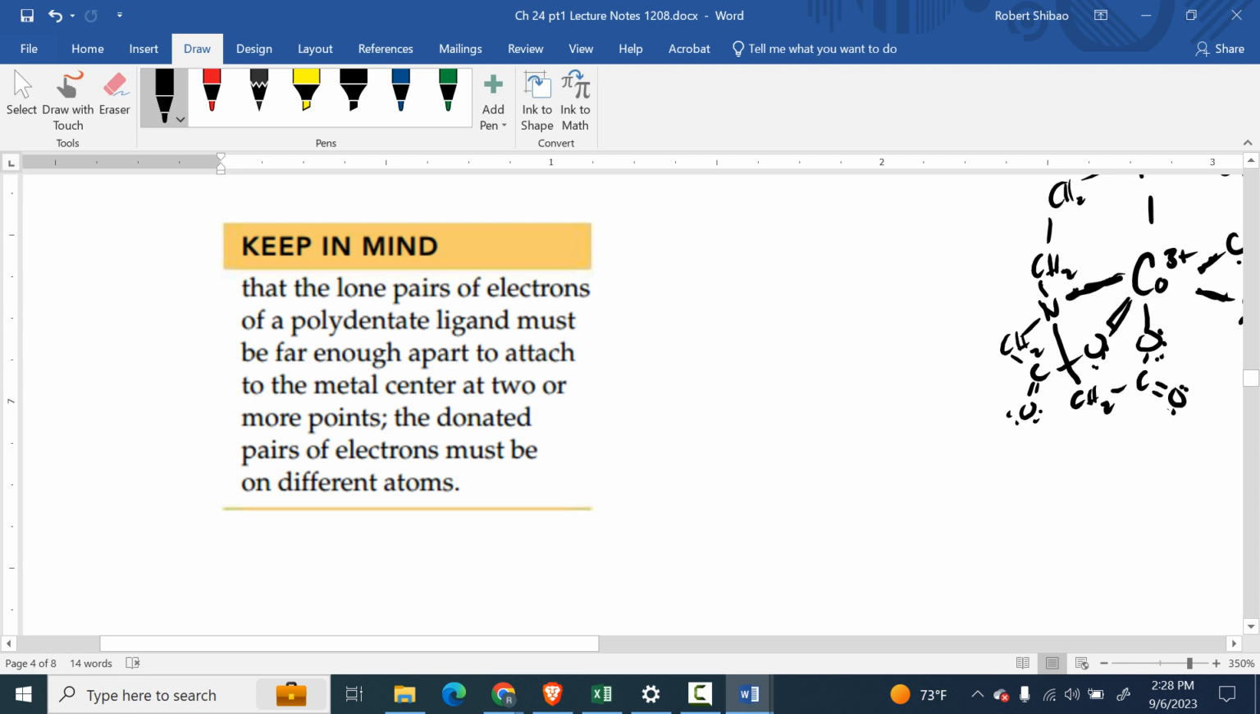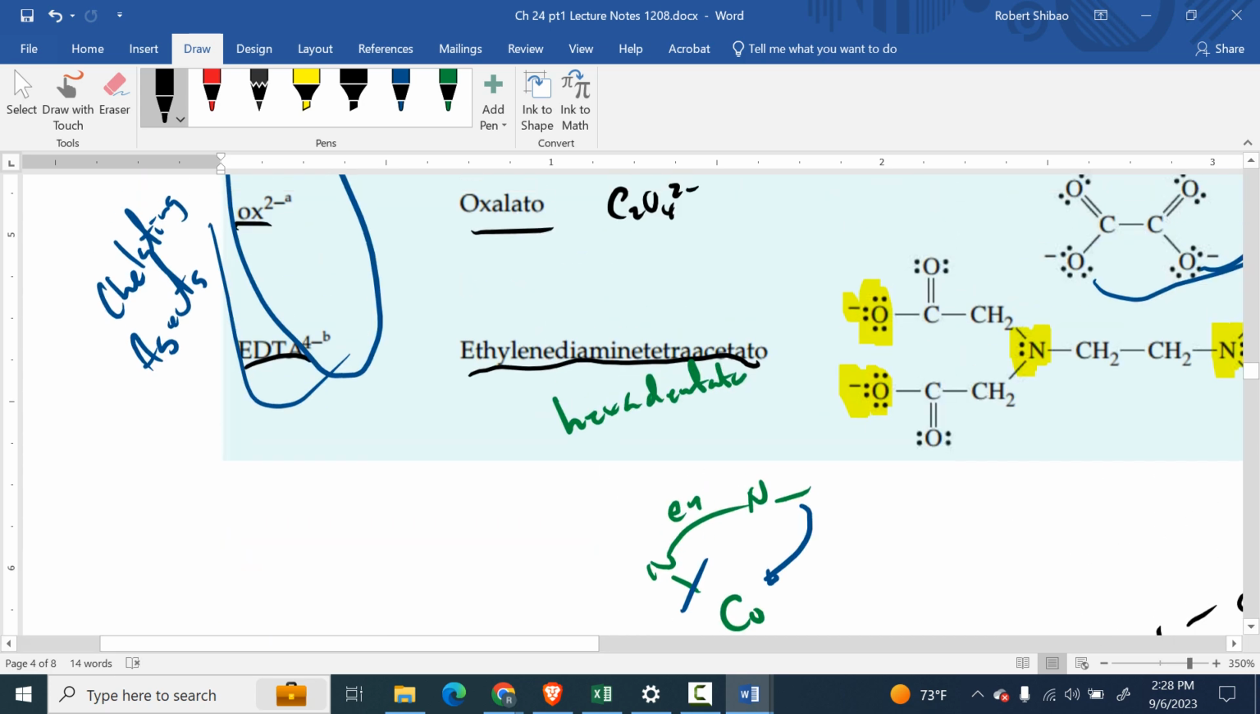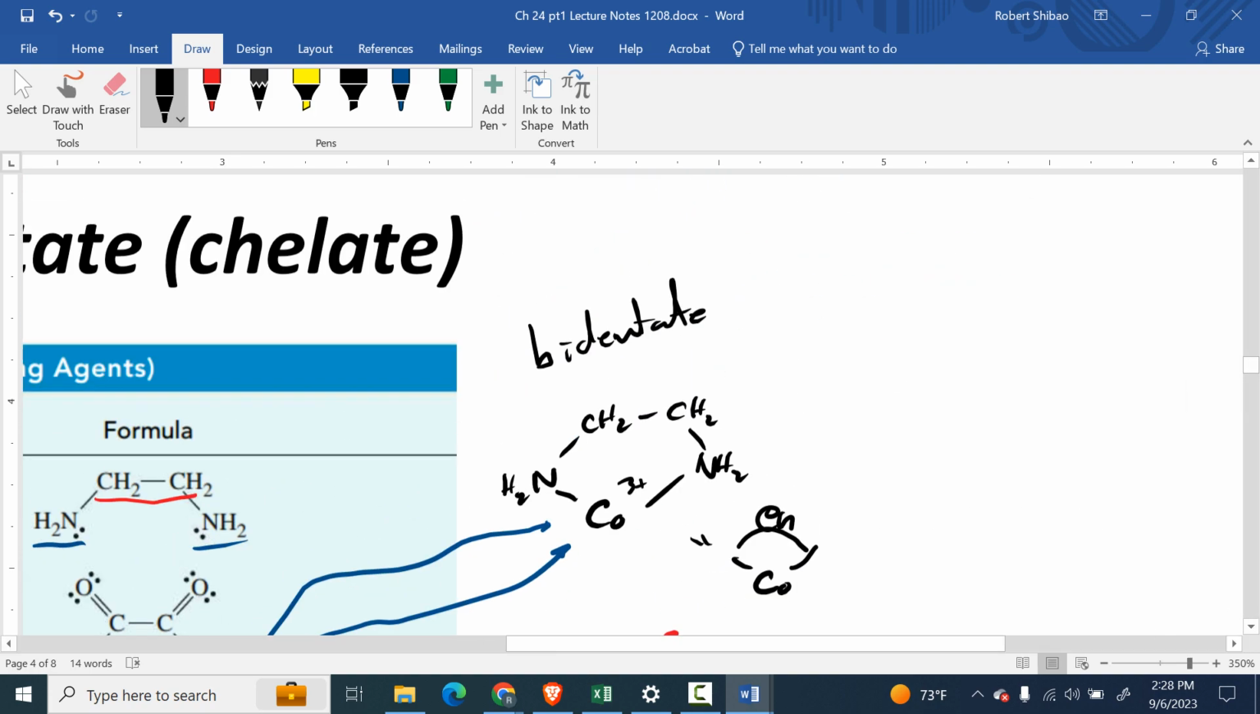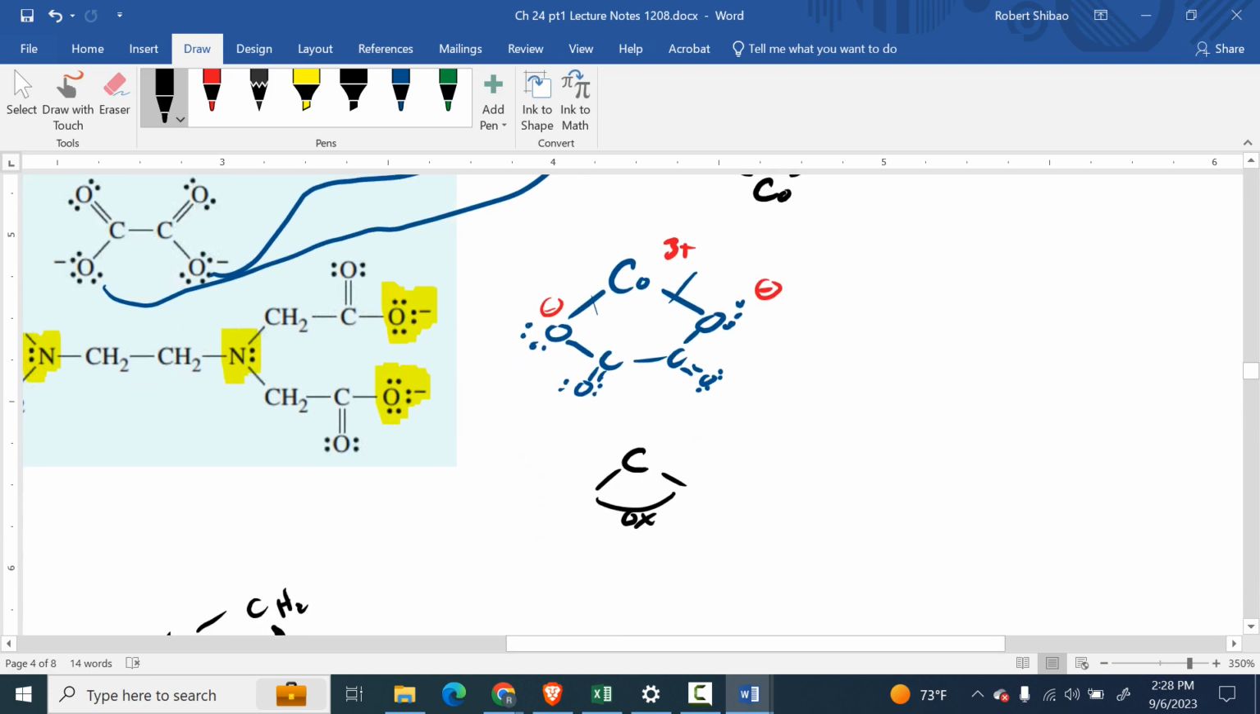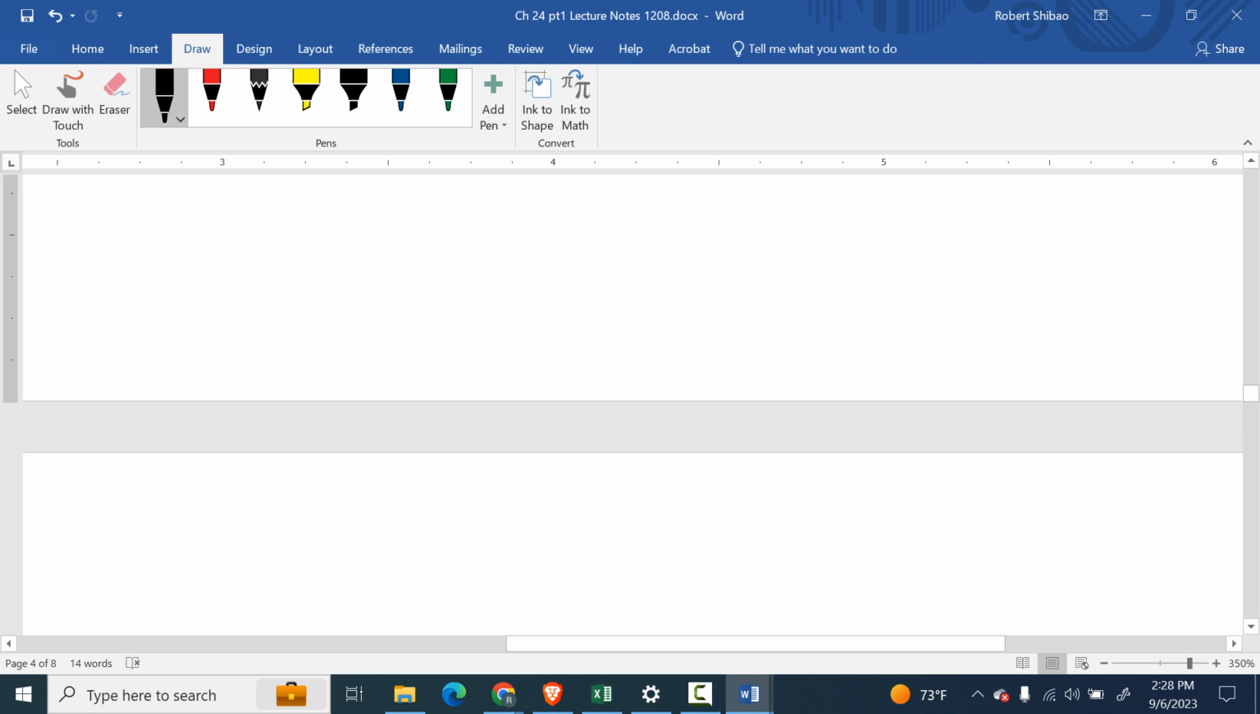One of the things here is keep in mind that the lone pairs of electrons of polydentate ligand must be far enough apart to attach. What's this keep in mind about? This keep in mind is about ring strain. This is from the book. They have to be far enough apart to avoid ring strain. And then there's one more keep in mind from the book. Let's see if I can find that.